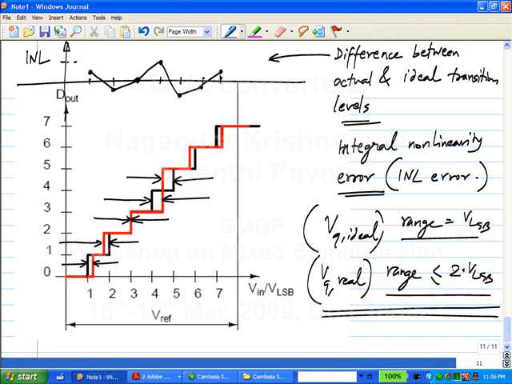Okay, let's see what happens. In this particular case, for the fourth level, what is INL? It is plus VLSB by 2, right? So INL here is half VLSB. For the fifth level, what is it? Minus half VLSB.